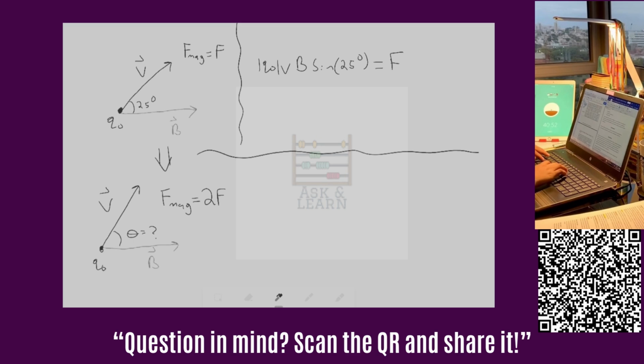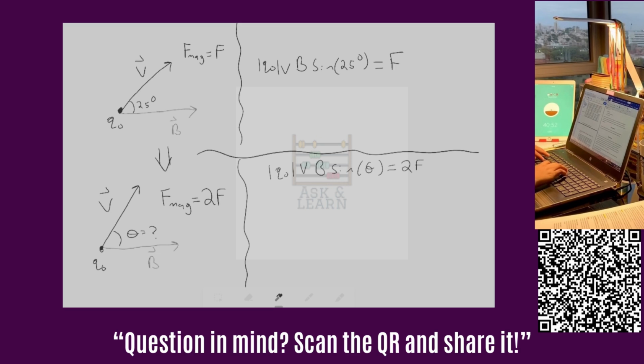Now, let's write out the magnitude of the force the particle is going to feel in the second scenario. We still have the same charge here. We have the same speed, same magnitude of magnetic field through which the particle is traveling, but now the angle is unknown. But we do know the magnitude of the force it feels. It is twice capital F, so twice the force it felt in the previous scenario.